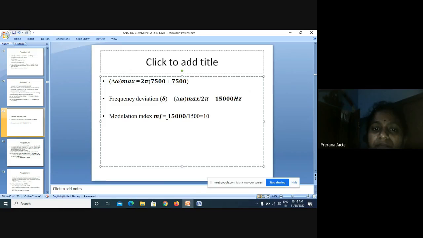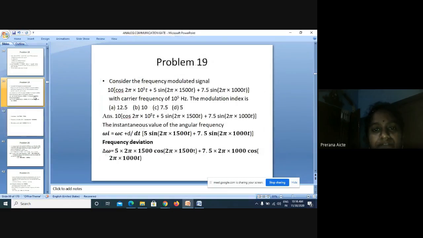So from here we can find our modulation index. Modulation index MF will be equal to 15000 divided by 1500, which is nothing but 10. That is the maximum frequency modulation index is 10. Are you able to follow this? Are there any doubts? So simple. They will give an expression, and from that expression we need to find our modulation index.